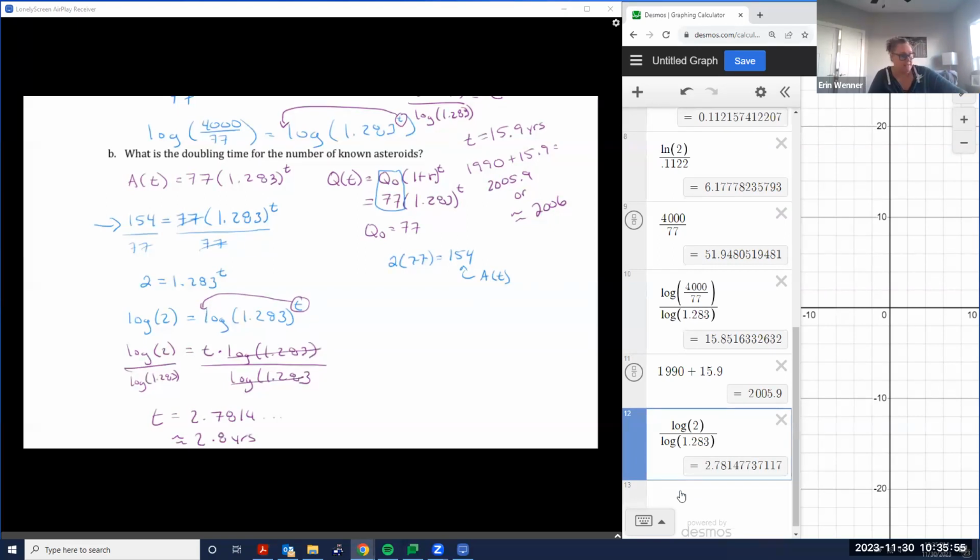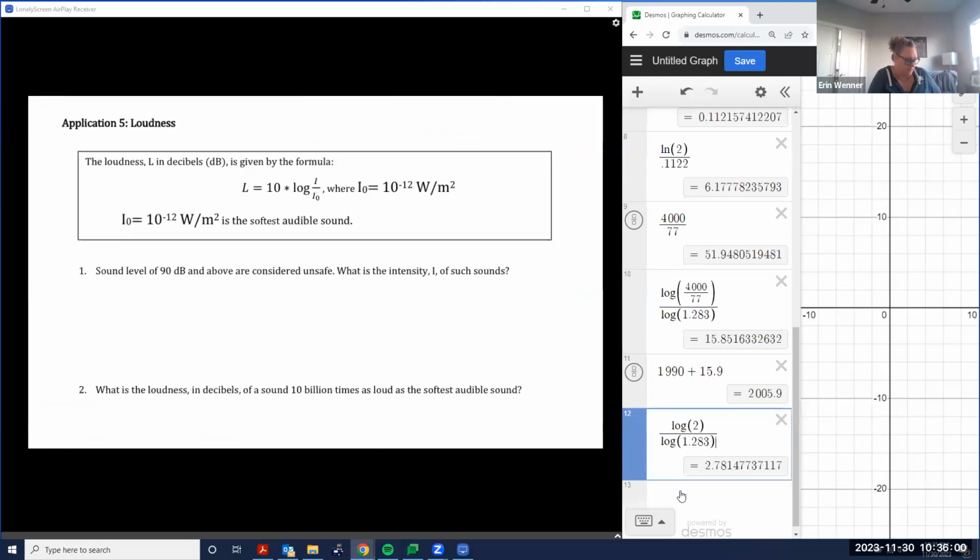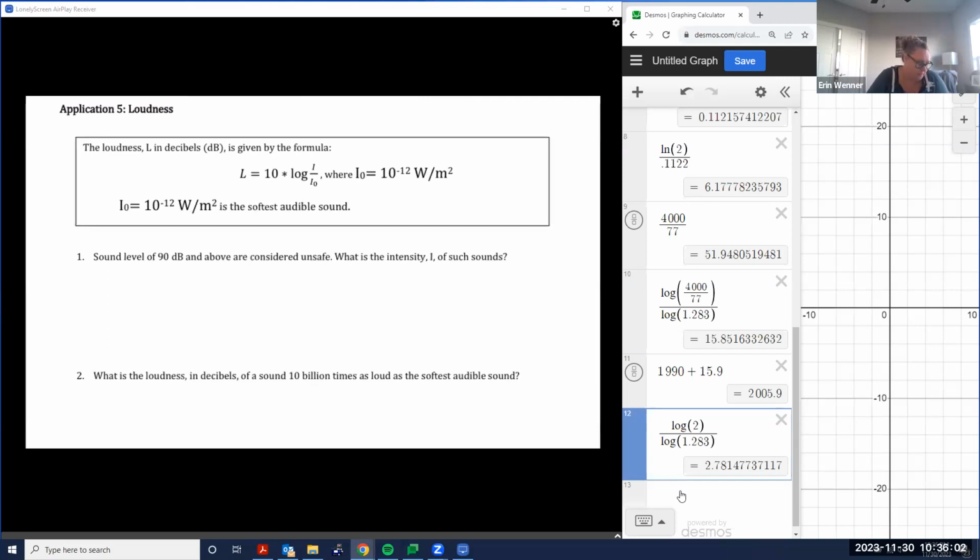Okay, so our last example that we're going to look at has to do with loudness. Loudness has kind of a crazy formula. L is equal to 10 times the log of I over I sub 0. There's a set of parentheses here. This is I as in the letter I, right? And I is measured as the intensity. I sub 0 is 10 to the negative 12 watts per meter squared.